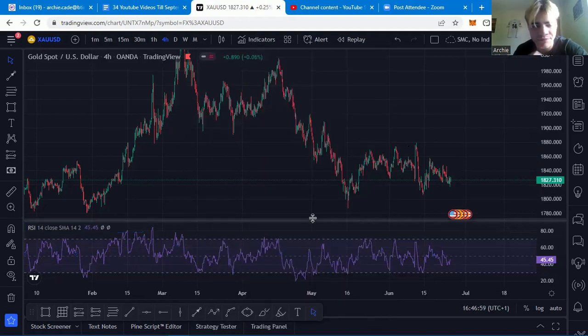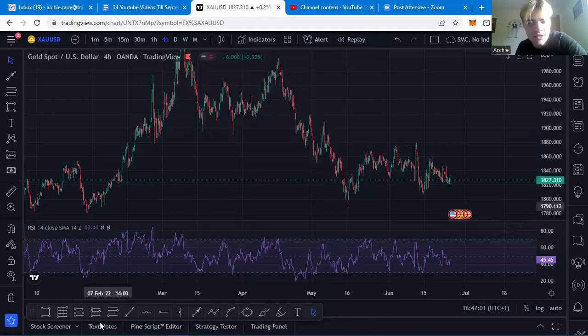So this section down here is called the RSI, or a representation of the RSI, with its default settings. Up here at the top, we've got a 70 line, and down here at the bottom, we've got a 30 line. The 70 level and the 30 level.